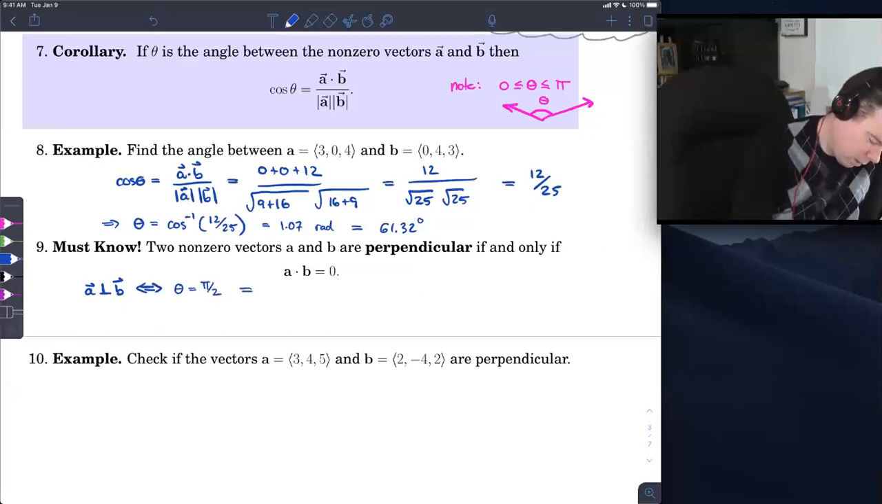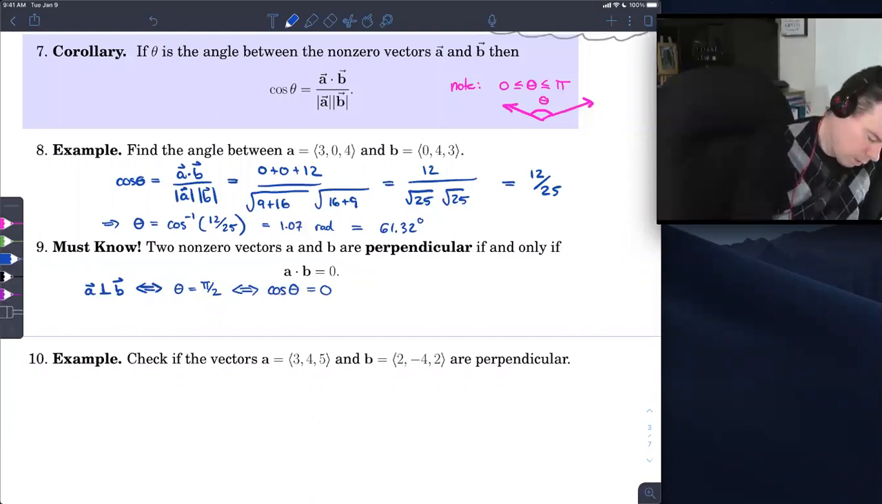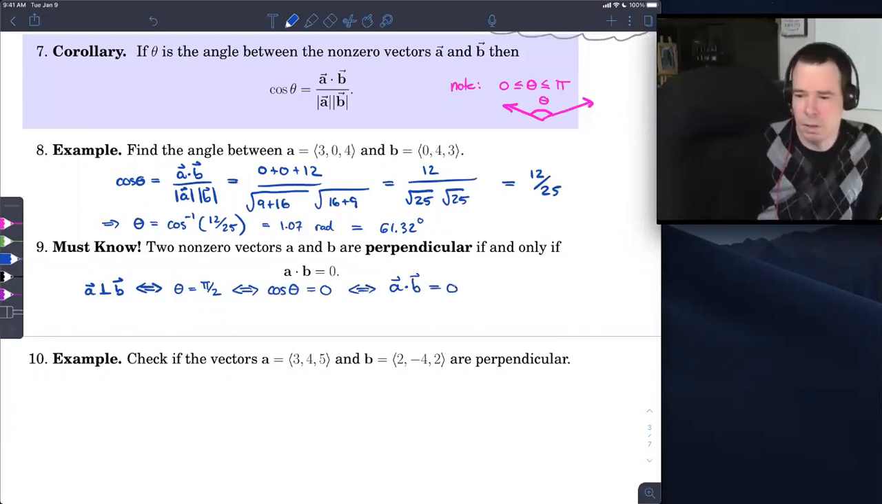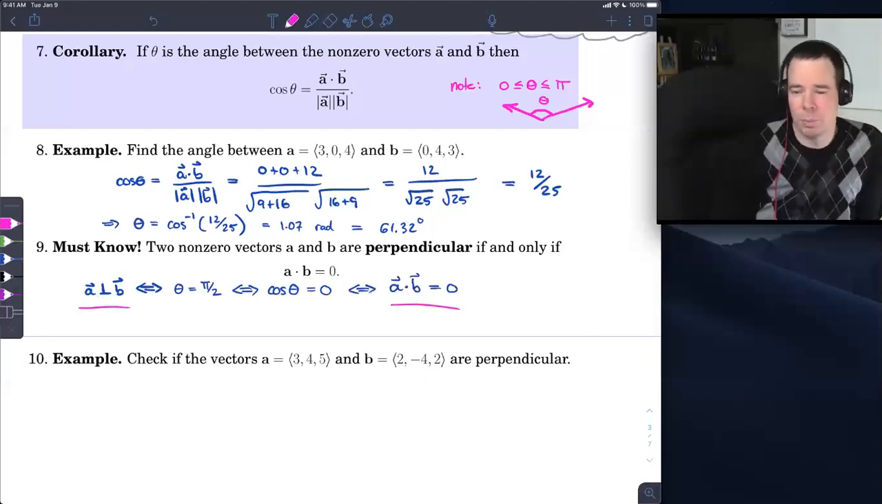But if theta is pi by 2, then that means the cosine of theta must be 0, because cosine of pi by 2 is 0. But the cosine of the angle between two vectors is 0 precisely when the dot product of the two vectors is 0. That was our main result. We just proved the connection between the dot product and the cosine. And so that means that two vectors are perpendicular precisely when their dot product is 0.